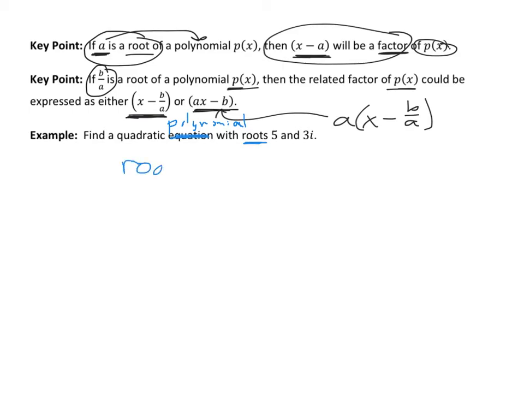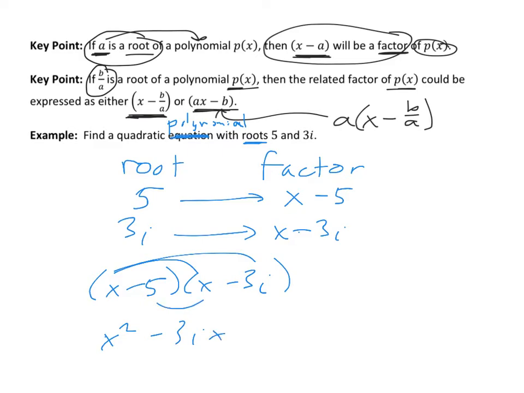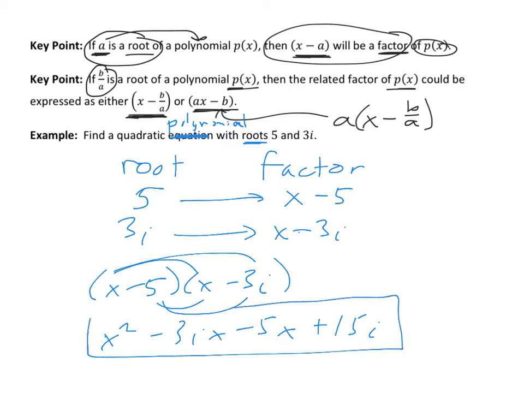So if I have a root of 5, what factor is related or associated to that? Well, it would be the factor x minus 5. And if I have the root 3i, the factor that's associated with that is x minus 3i. And so now to find this quadratic polynomial, I just need to multiply these factors together. x minus 5 times x minus 3i. So when I multiply those, I'm going to get x squared minus 3ix minus 5x plus 15i. And there it is. Here's my quadratic polynomial that has those roots.